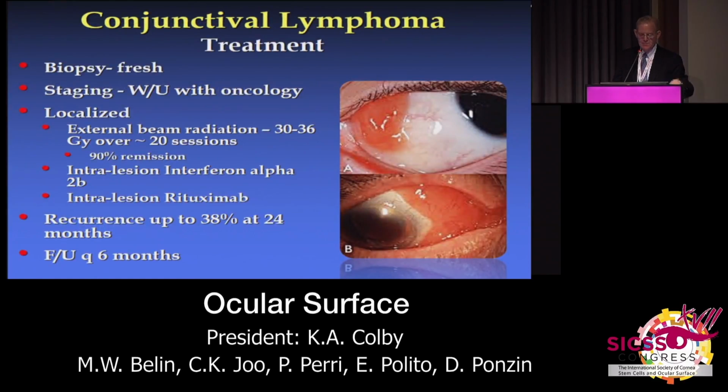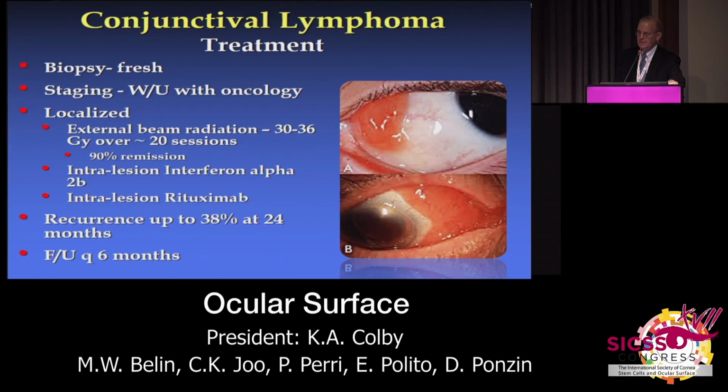Treatment, again, fresh biopsy to get the lesion so you can stage it. And then usually when you make that diagnosis, it's treated with localized external beam radiation, 30 to 36 gray, usually given over about 20 sessions or so, about 1.6 to 1.8 per session. And you get about 90% remission with this treatment.